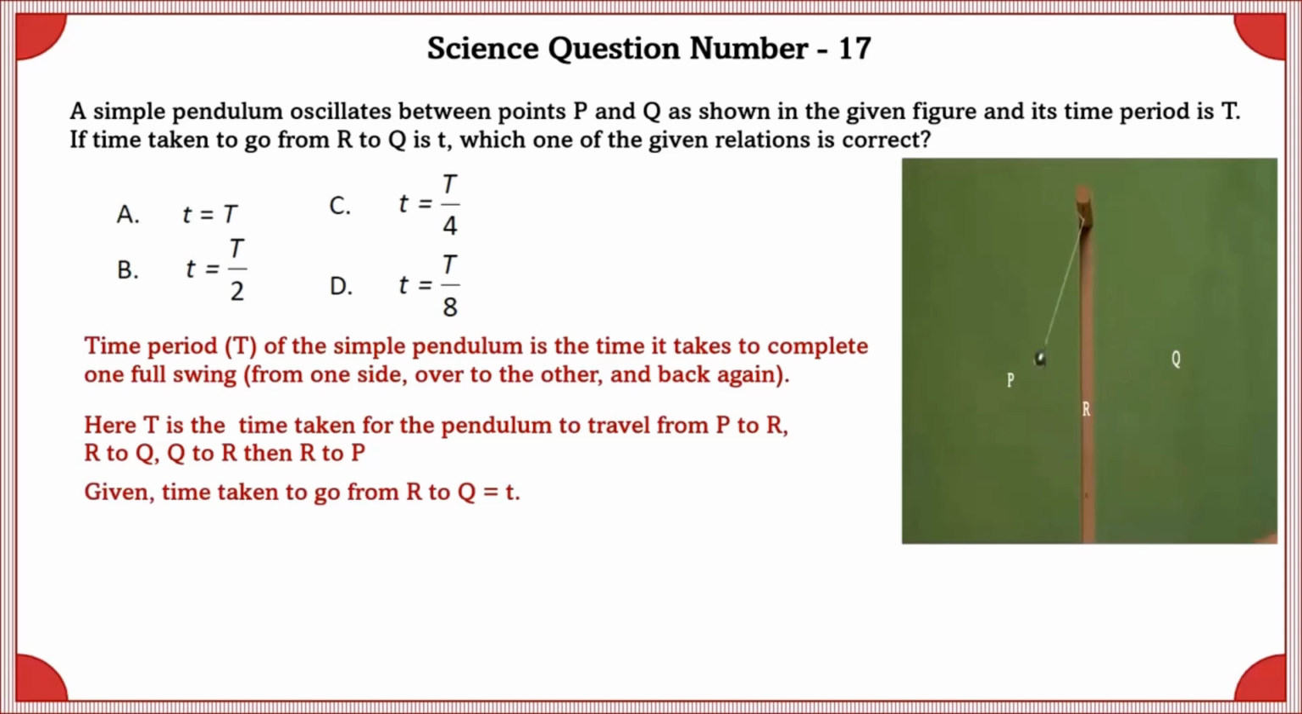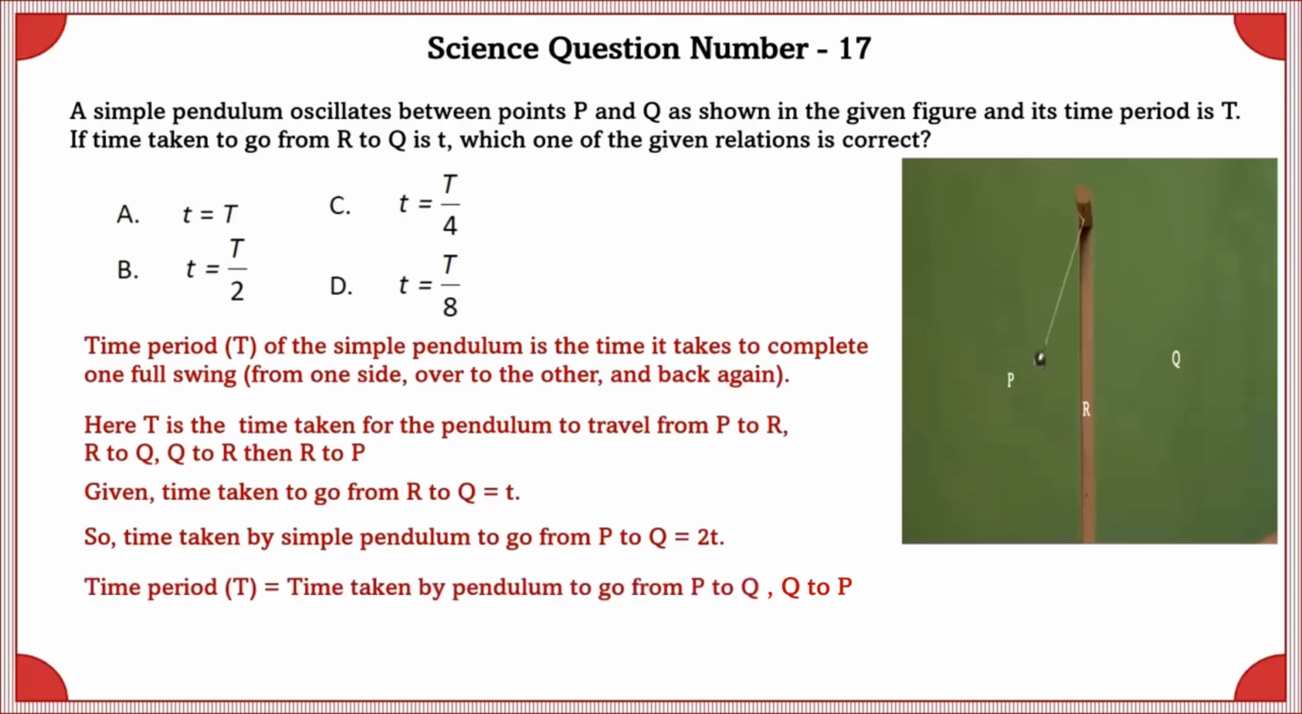Given time taken to go from R to Q is T. So time taken from simple pendulum to go from P to Q is equal to 2T. Time period is equal to time taken by pendulum to go from P to Q and then from Q to P. So the correct option is the C option.